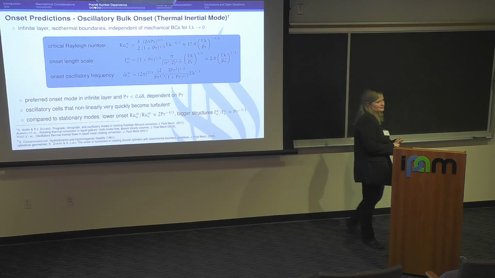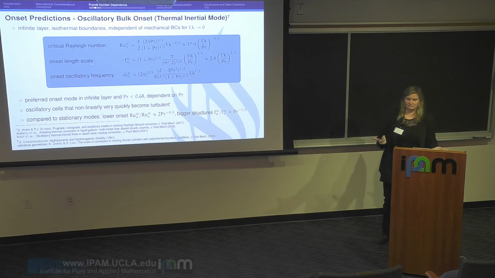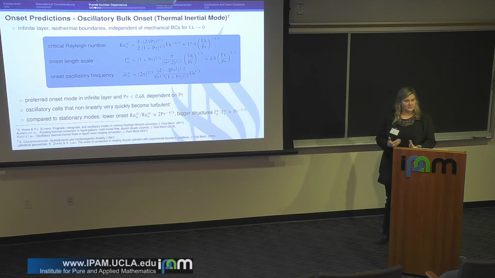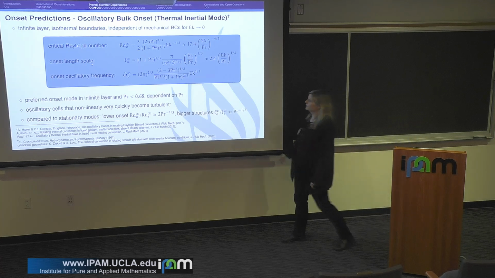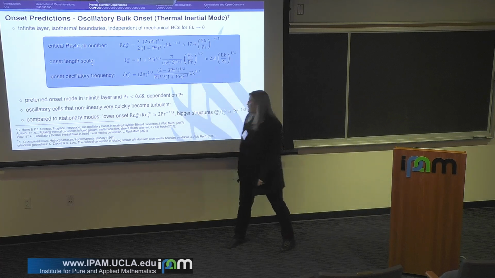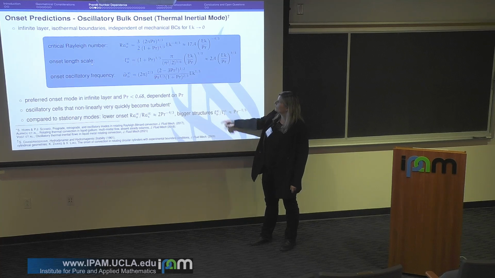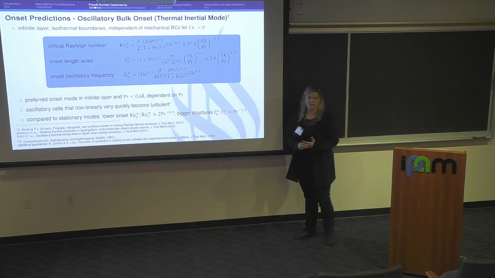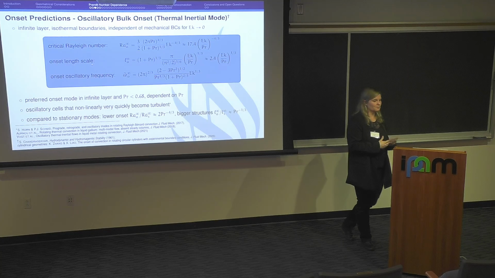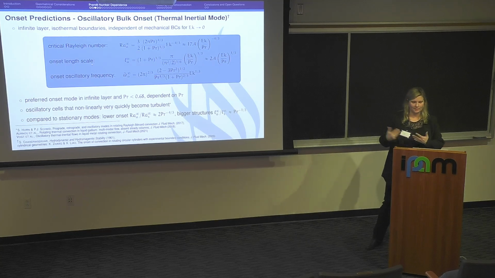And what that means is that we have a lower onset if we have small Prandtl numbers, because if we compare that, this will depend on the Prandtl number. And if we compare our length scales, what we will also get is that we have bigger structures, which depends on the Prandtl number, but again, the Prandtl number is small.